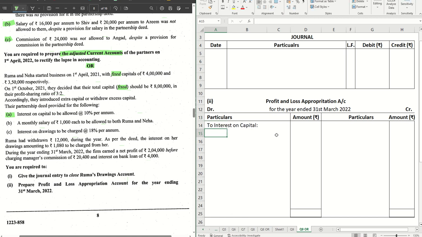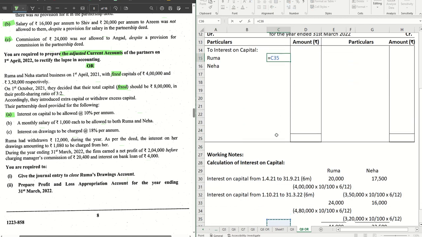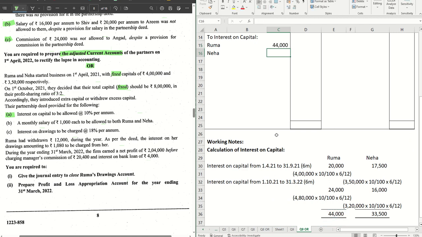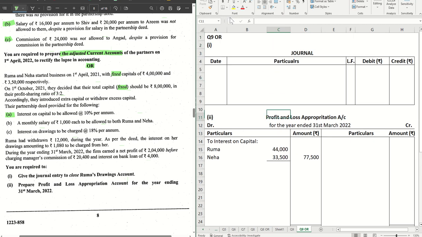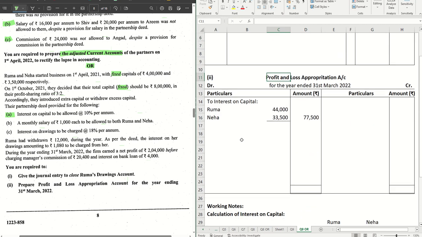Okay, and we have the two partners, Ruma and Neha. We write their respective amounts we just now calculated, which is 44,000 and 33,500. Having done that, let's do the total and we get 77,500 for that. So interest on capital is sorted. Let's move on to number B.